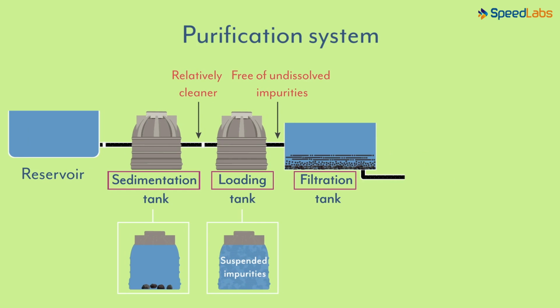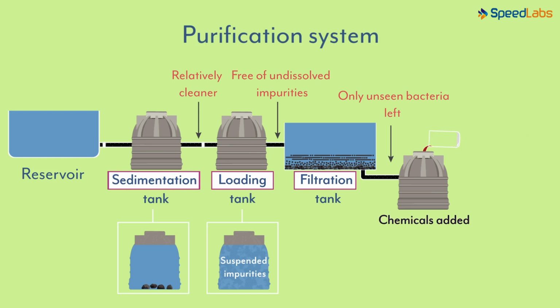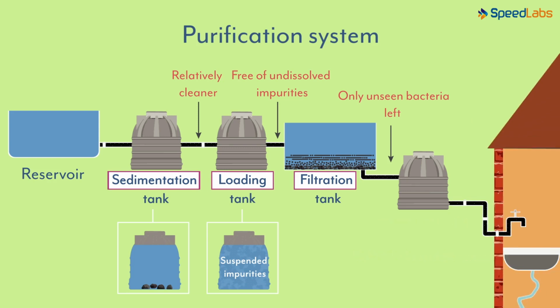Now the only impurities left would be the unseen bacteria. And to get rid of them, the water needs some chemical treatment. This treatment will kill the bacteria which are unseen and have escaped all the other processes. Thus, chemicals are added to the water in the last tank to kill the harmful bacteria, and after a long process of cleaning, water will enter the taps in our homes.